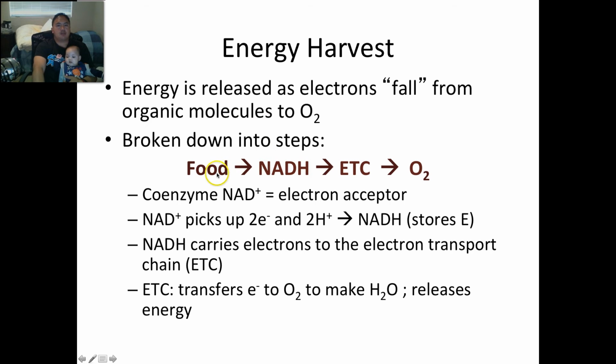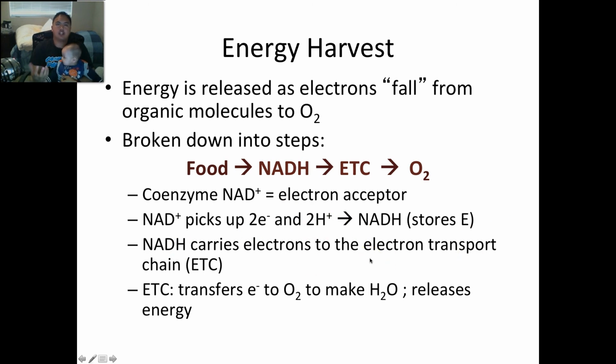We take the electrons from the food. Those electrons are carried by NADH, which goes to the electron transport chain, and then oxygen, if you remember, takes it away because it's shriveled up and used, and we don't want those electrons anymore. So remember, NAD was the electron acceptor. NAD takes the electrons and turns into NADH and stores the electron. And it takes it to the electron transport chain.